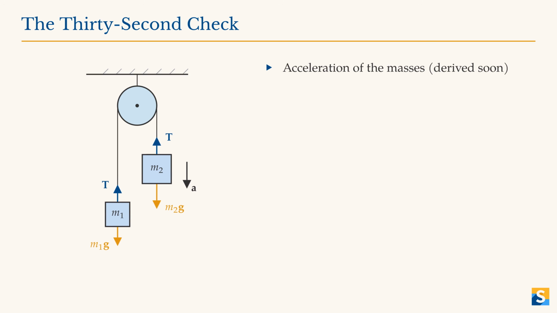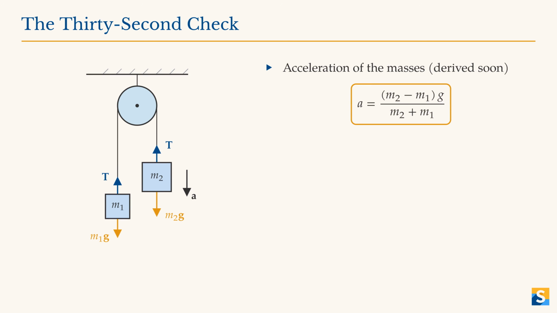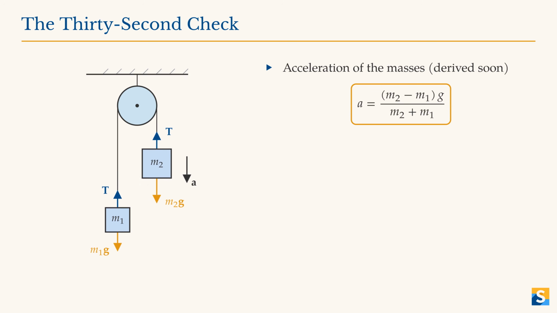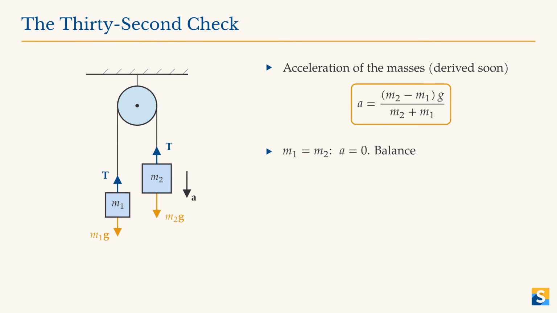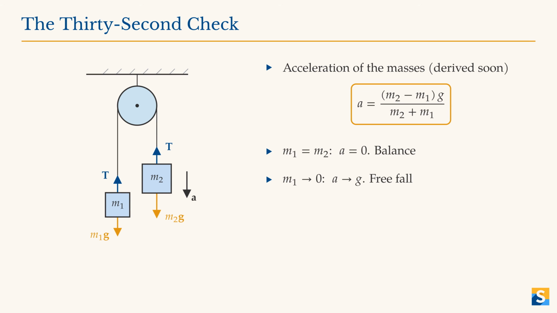The Atwood machine, 2 masses on a pulley, accelerating at the mass difference over the mass sum, times g. Check 1, equal masses. The difference vanishes. The acceleration is 0. The machine balances. Good. Check 2, m1 goes to 0. The formula says a goes to g. The heavy side is in free fall, dragging a massless partner. Good.